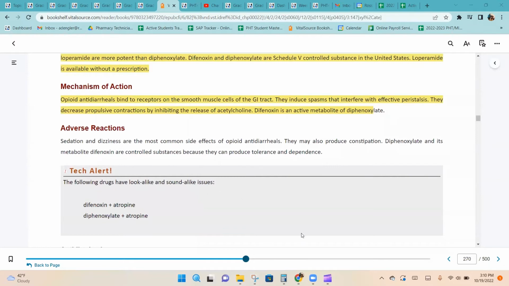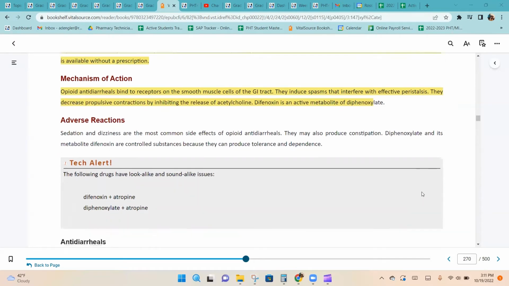Opioid antidiarrheals bind to receptors on the smooth muscle cells of the GI tract. They induce spasms that interfere with effective peristalsis. They decrease propulsion contractions by inhibiting the release of acetylcholine. Difenoxin is an active metabolite of diphenoxylate.